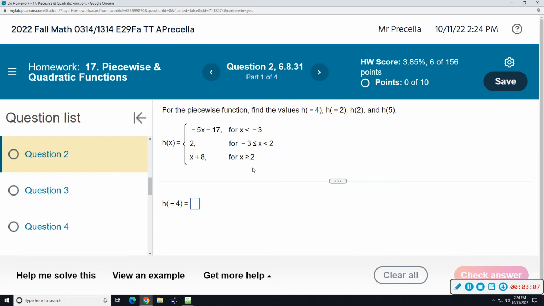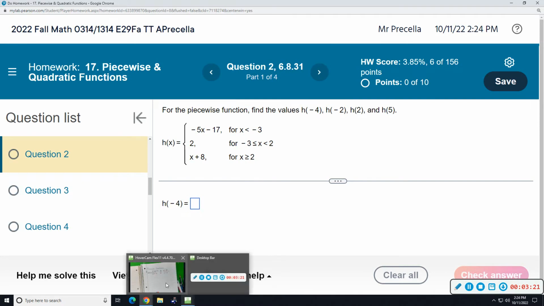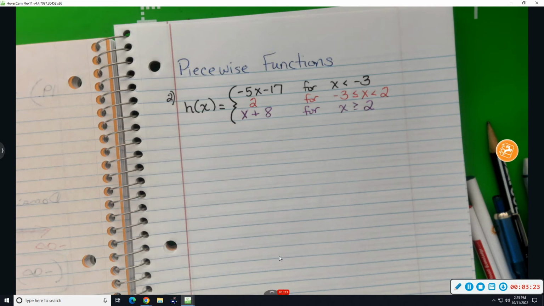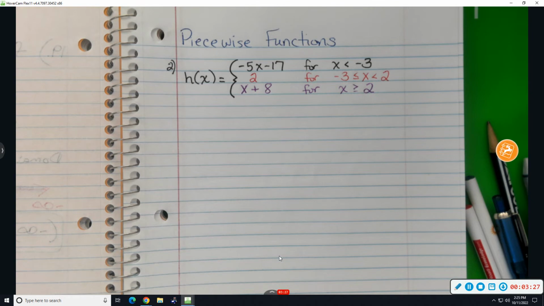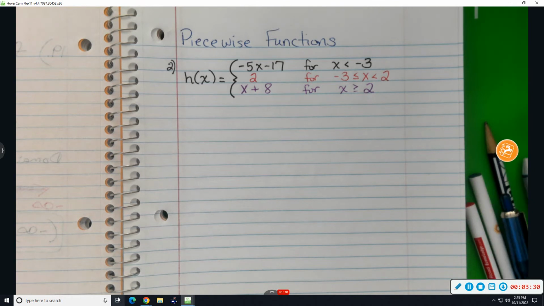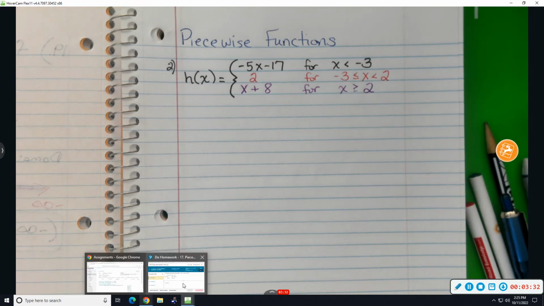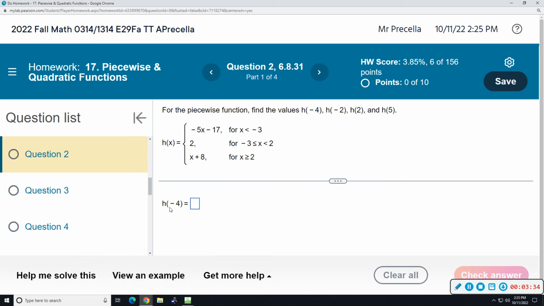And then h of x equals x plus 8, for x greater than or equal to 2. I'm color coding this as I write it down. Okay, so we have 3 pieces. And that's just the function. I didn't even write down what we're told to do. We're told to find h of negative 4.